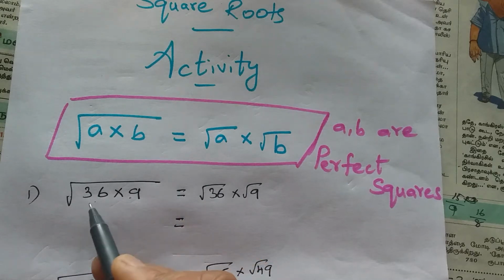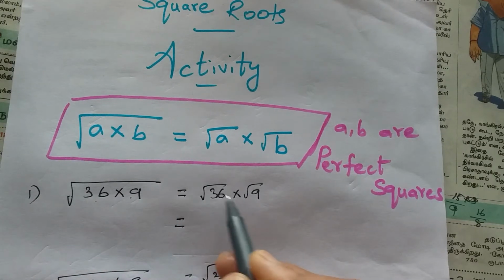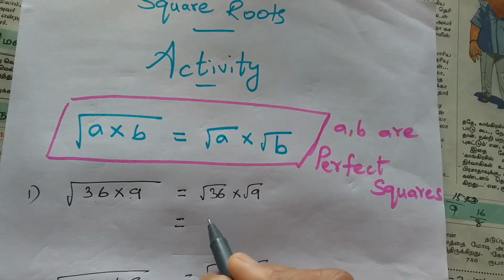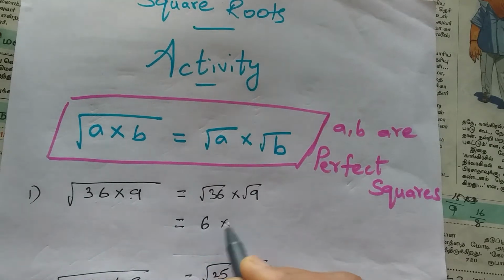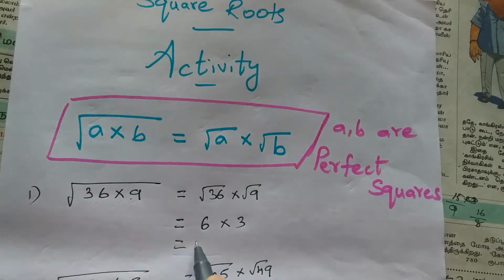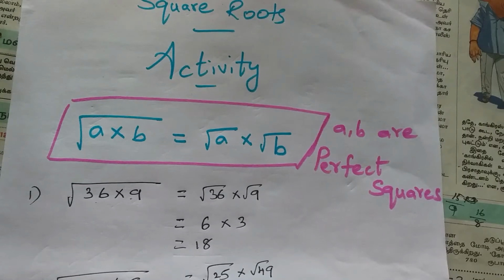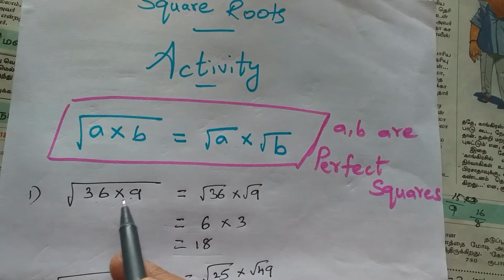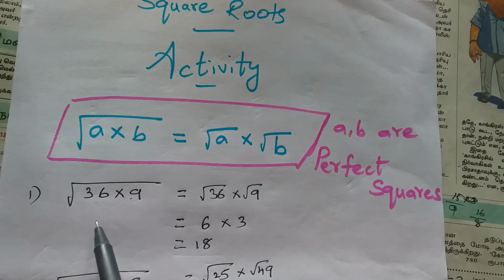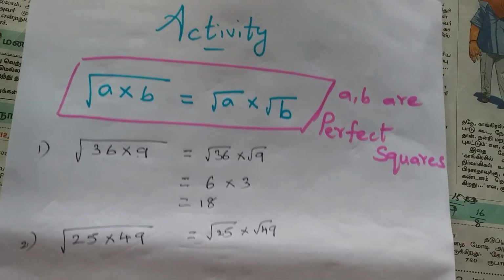So root of 36 into 9 is root of 36 into root of 9. Root of 36 is 6 and root of 9 is 3. And 6 threes are 18. Otherwise, multiplying 36 into 9 itself is a procedure. Then you'll get a bigger number, and finding its square root goes as a long procedure. So this is the property. Let us see a few more examples.